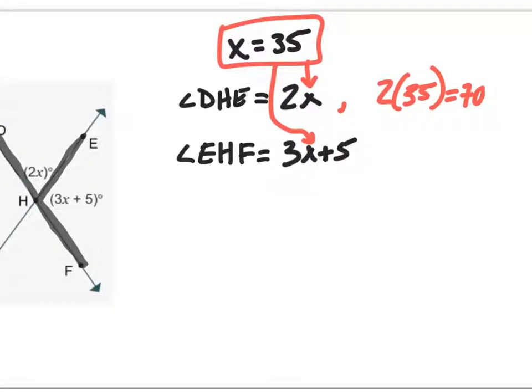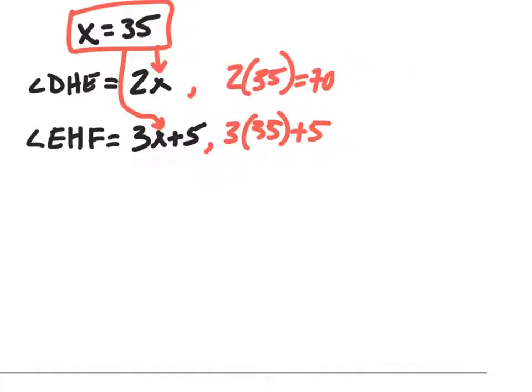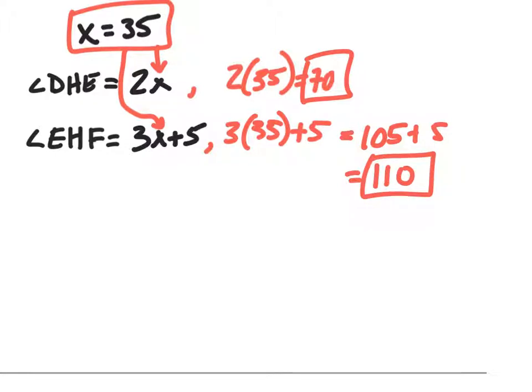You don't have to always just plug x in here. You know that these are supplementary. I bet we're going to get 110 out of this. Check this out. I'm going to do 3 times 35 and then plus 5. That's going to give me 105 plus 5, which gives me a value of 110. So I know that we have 70 and 110. The reason I know that's correct is because these angles should add up to 180, and 70 plus 110 does give us 180. So here's what I know.